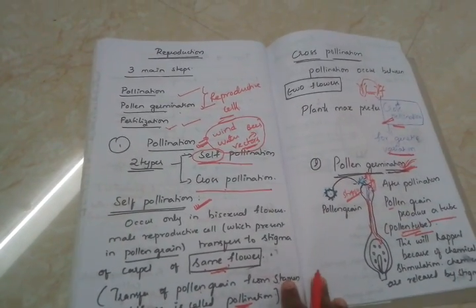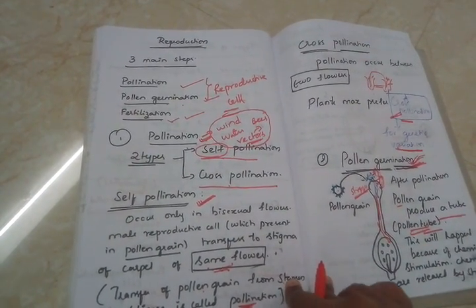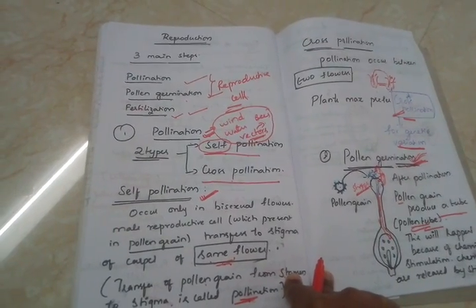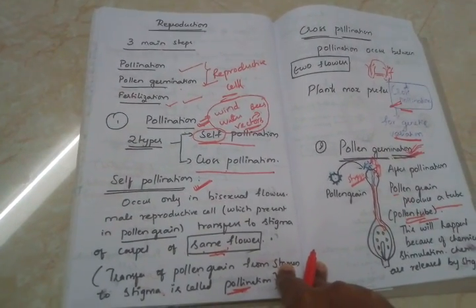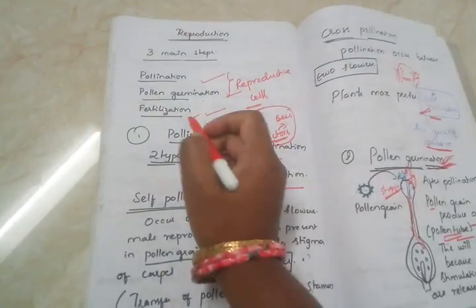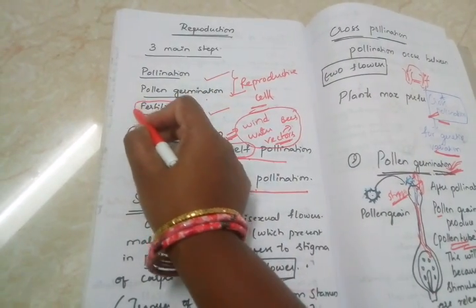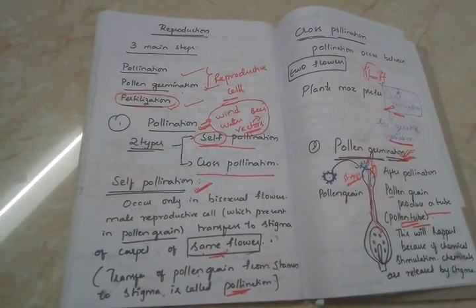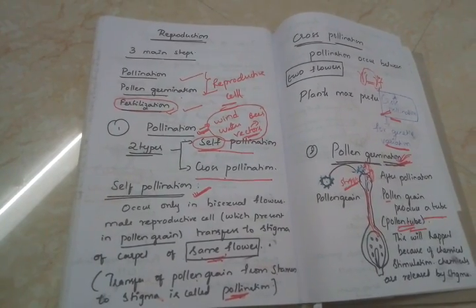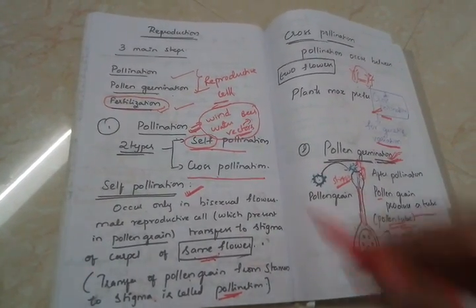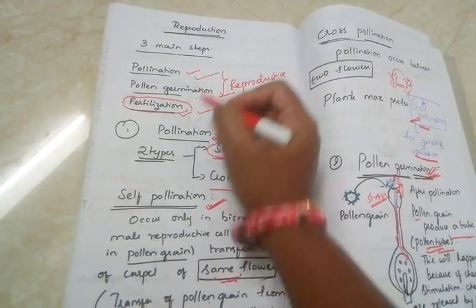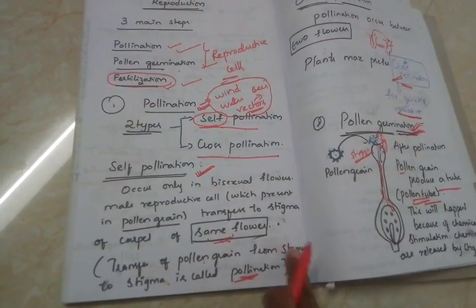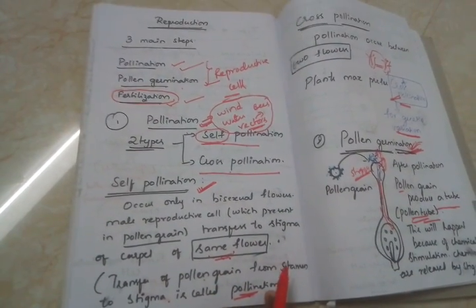In the previous session we discussed pollination and pollen germination in the sexual reproduction of plants. And today in this session we will discuss the fertilization step. Once again, we will recall what we discussed in the previous session. One is pollination. Pollination is the transfer of pollen grain from stamen to stigma.